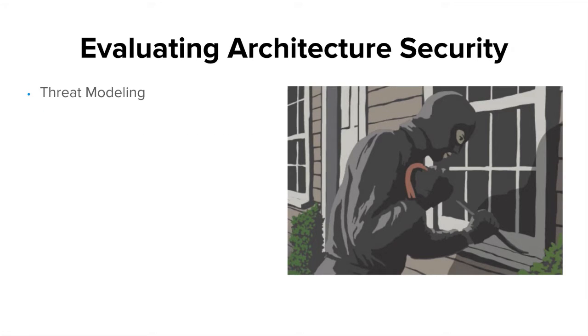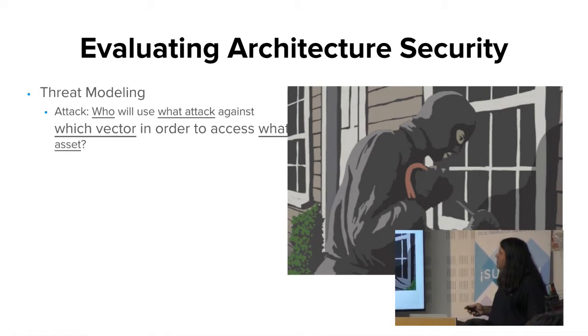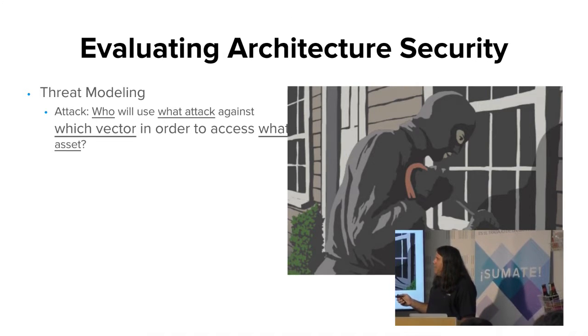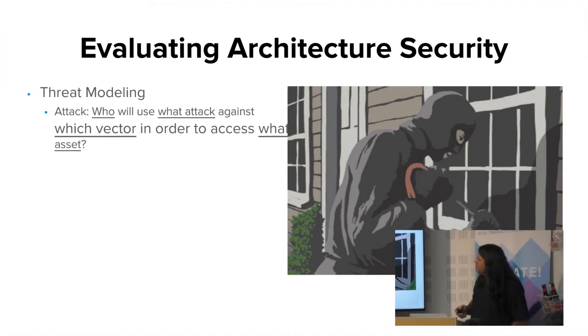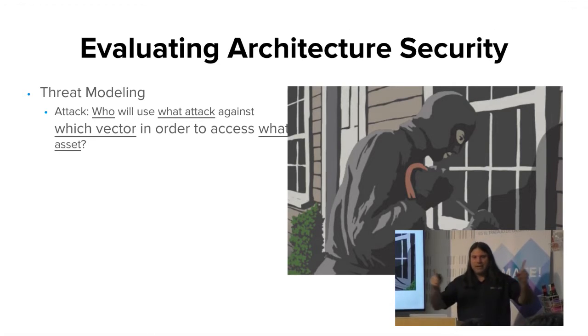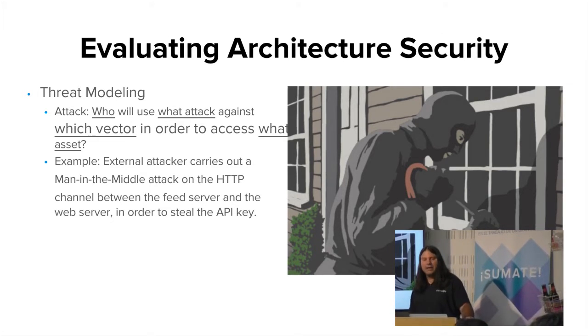Okay, and then turning this into a threat model. Now we have an architecture that we can take a look at. Now we'll do the threat model. I've already sort of foreshadowed some of these pieces. So when doing a threat model, you can tailor this to your needs, but here's what I typically do. I'll describe an attack. So who will use what attack against which vector in order to access what data asset. That to me is a threat. And here's an example. An external attacker carries out a man-in-the-middle attack on the HTTP channel between the feed server and the web server in order to steal the API key.